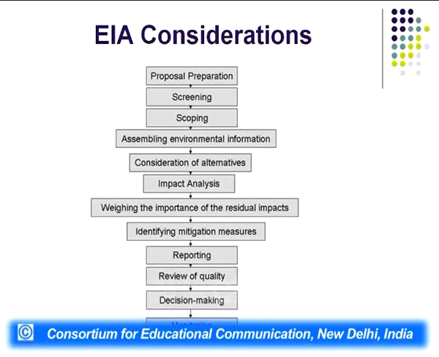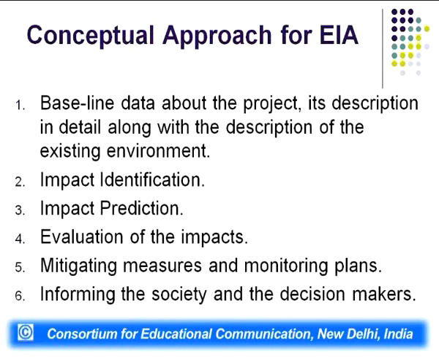So, in this the stepwise EIA processes are given. In the beginning it is the proposal or preparation, then screening, scoping, assembling environmental information, consideration of alternatives if alternatives are there or not, then the impact analysis, weighing the importance of the residual impacts. Afterwards, we have to identify the mitigating measures, then it should be reported. Afterwards, we will have to review the quality of the EIA done, then a decision has to be made. Afterwards, continuous monitoring is required in that particular project if the EIA is approved.